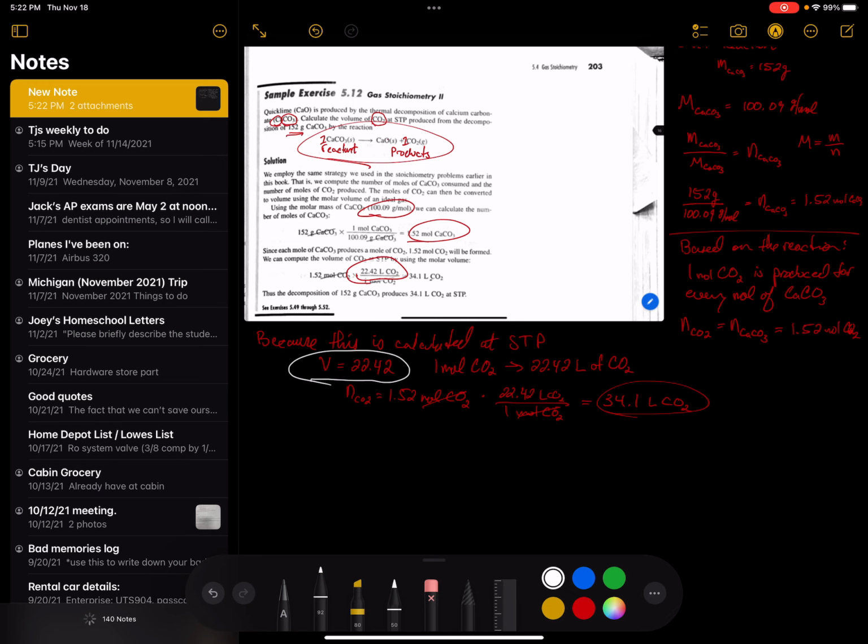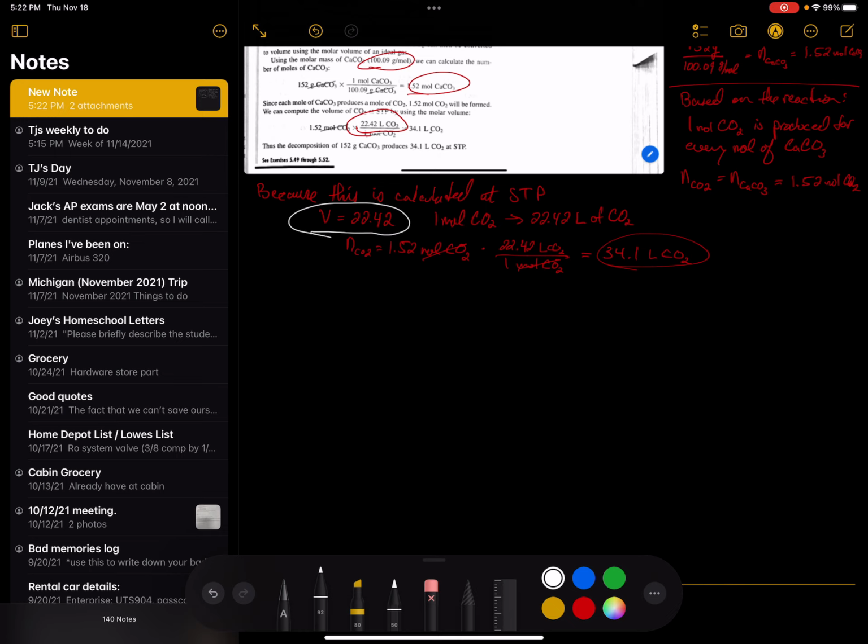So I wanted to explain where that comes from and why the volume of an ideal gas at standard temperature and pressure is 22.42 liters. Okay, so we can actually get this directly from the ideal gas equation. So suppose we have 1 mole of ideal gas, and this is at STP, standard temperature and pressure, which, as you'll recall, is 0 degrees Celsius or 273.15 Kelvin and 1 atmosphere of pressure.